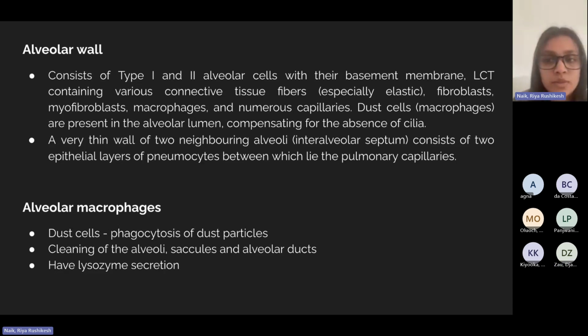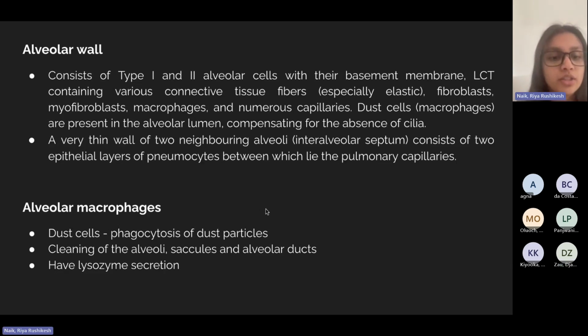There are these special type of cells which are called the dust cells, which are present in the lumen of the alveoli, and their function is basically to compensate for the absence of the cilia. Between two alveoli, there is a very thin space which is called the interalveolar septum, and it consists of the two layers of the alveolar cells, their epitheliums, and between them in the middle, there are going to be pulmonary capillaries, which bring the blood over there for carbon dioxide to go out and oxygen to come in.